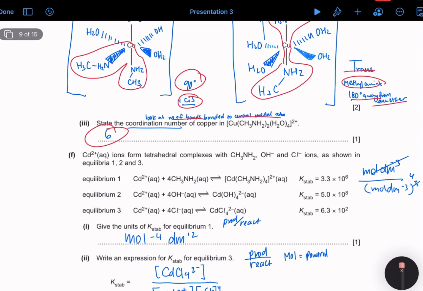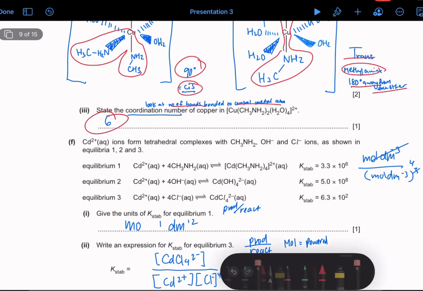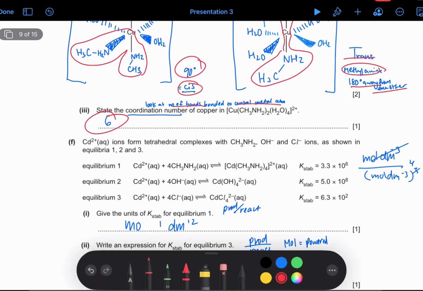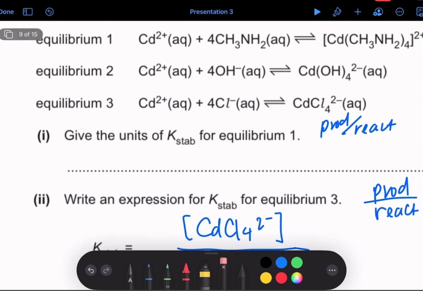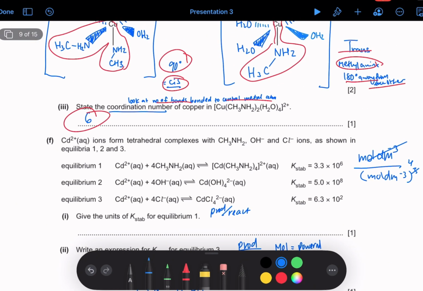Cd2+ ions form tetrahedral complexes with CH3NH2, OH-, and Cl-, as shown in equilibria 1, 2, and 3. Give the unit of... Oh my god, I have accidentally erased it. So it is mole... sorry, we'll just rewrite it. The value again.